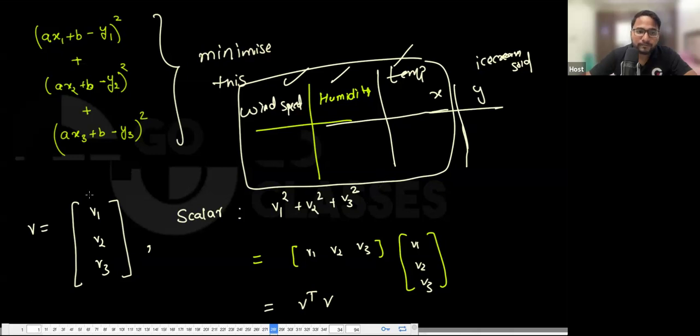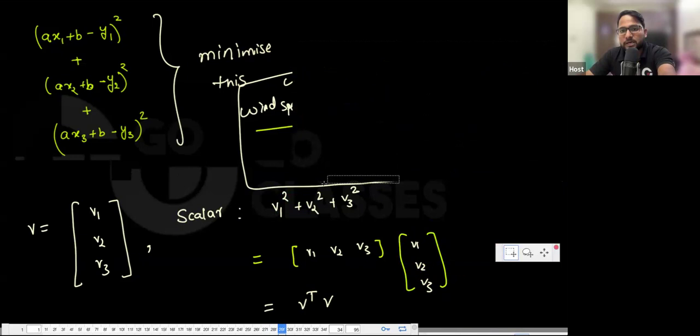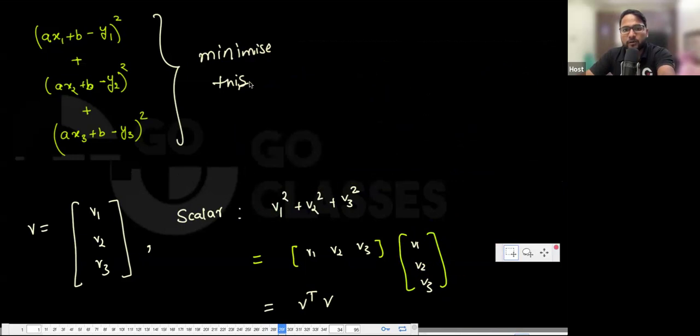So basically, here I'm saying that this scalar, whatever is given to us, actually has to be converted into the matrix notation, right? Okay, so just tell me how we can do it. Now you know that if you have v1 square plus v2 square plus v3 square, then we can write it as v transpose v, where v is v1, v2, v3.